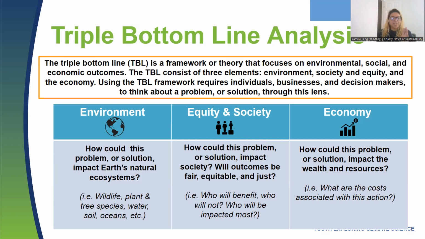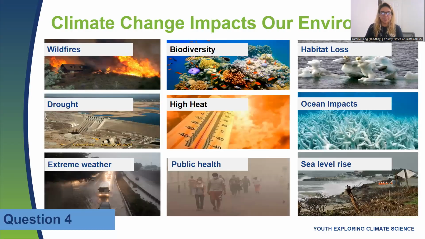This triple bottom line analysis will make way more sense when we actually do it for the problem we're looking at, which is biodiversity. So don't worry about it, but this is just a way to help us navigate and categorize our thoughts, because there's going to be a lot of things to think about when we think about global warming and climate change impacting our planet. So I'm going to walk you through a triple bottom line analysis.